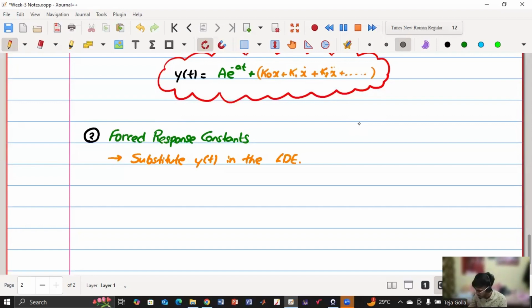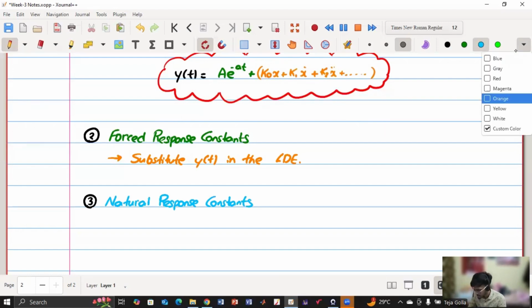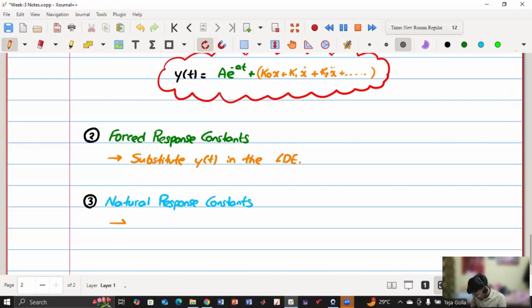Now how do we get the natural response constants? This will be clearer once we solve the problem, but I'm giving the steps so that one can follow. We find the natural response constants using the initial condition. As I have said, the natural response is because of the initial condition. So using the initial condition expression, we'll get the natural response constants. Any doubts before we solve one problem on this?